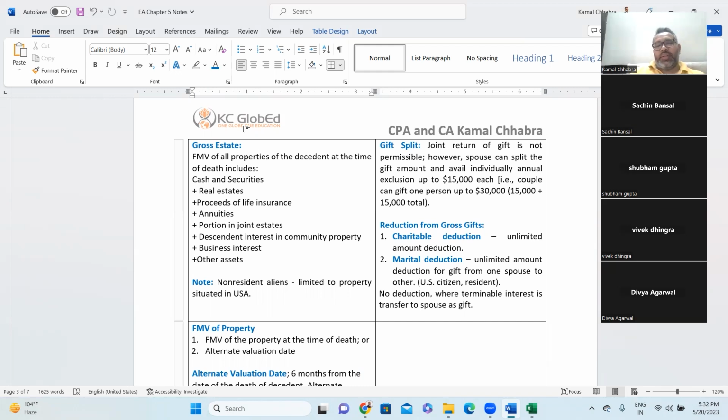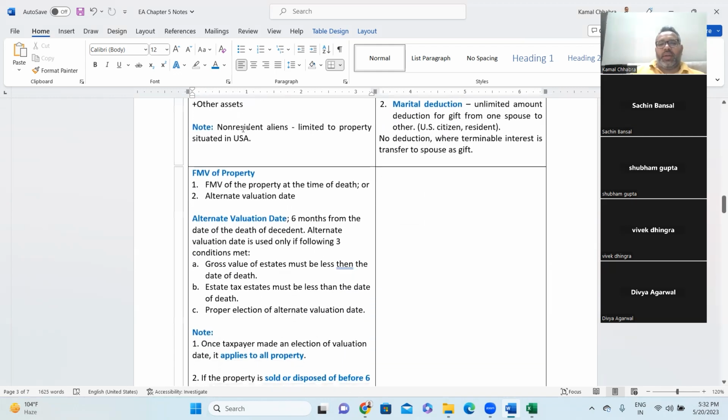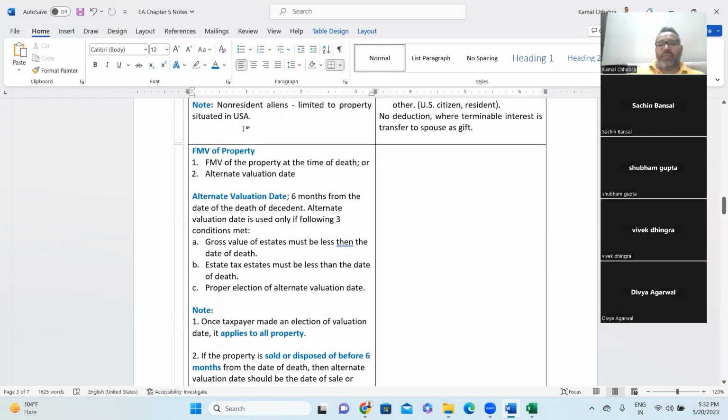Now, the point says fair market value, right? What is fair market value? Fair market value of the property at the time of death or at the alternate valuation date. So for the calculation of the gross estate, you can consider the fair market value of the property either at the time of death or at the alternate valuation date, right? So what is the alternate valuation date? The alternate valuation date is the date which is 6 months from the date of death of the decedent.